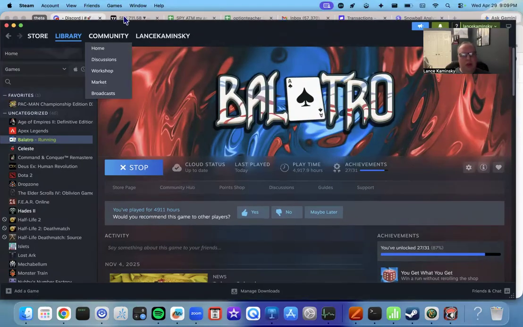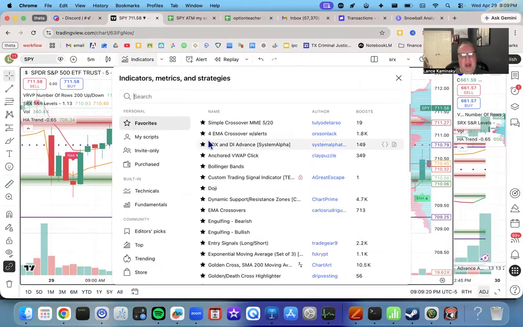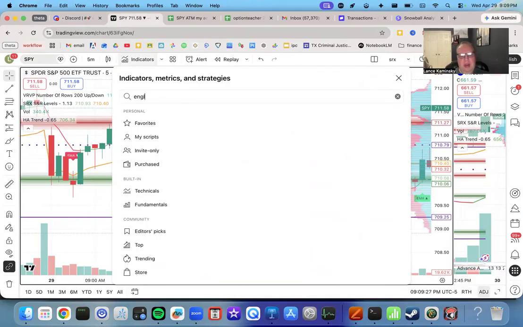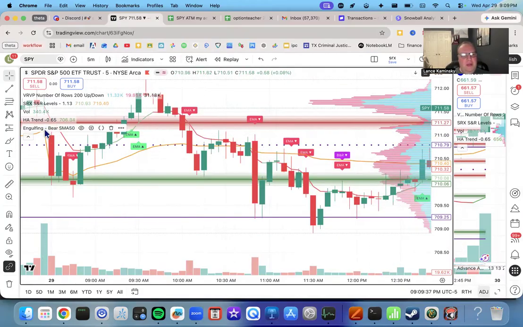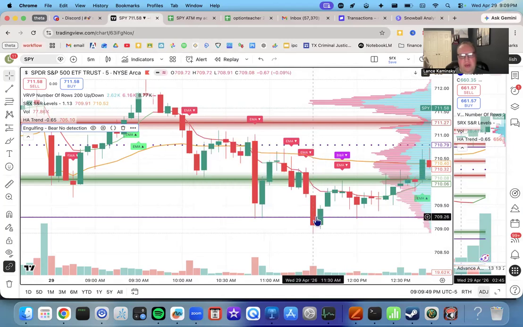Now, another thing that you could do is look at the paid TradingView indicators. You go to technicals, you just type in, say, engulfing. I personally don't use these, because I just look for the pattern recognition of it. You can click on it, and then you have an engulfing bearish setup here. You can fiddle around with the settings, and it detects and tests on SMAs, EMAs. That's directly from TradingView.